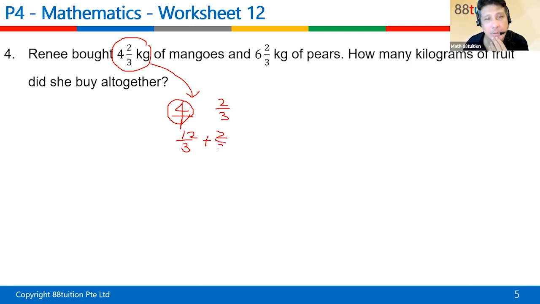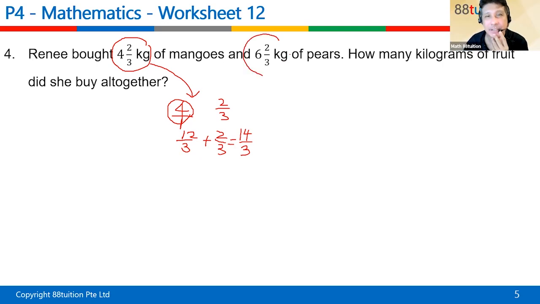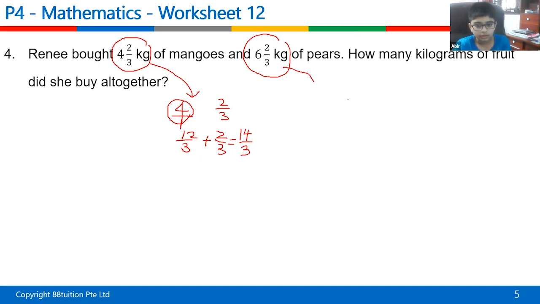So now you actually have it like that. What does that come up to? 14 out of 3. Very good. So that is the first fraction. Now what about the second fraction? 18, because 6 whole will be 18 out of 3, right? 18 out of 3 plus 2 out of 3.